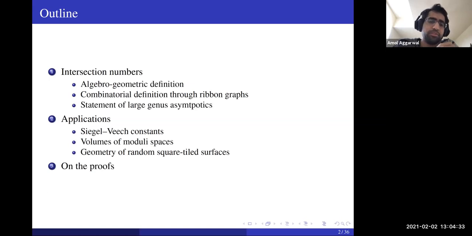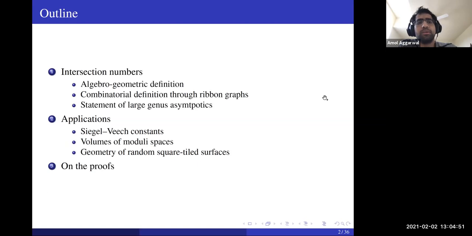So I'll be talking about Siegel-Veech constants, volumes of moduli spaces, and how random surfaces or certain square tiled surfaces behave. And then if I have time, I'll go to the proofs. But if I don't, then I guess I'll talk about them the next time.